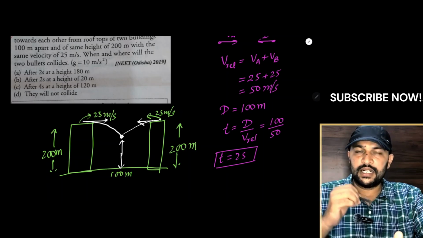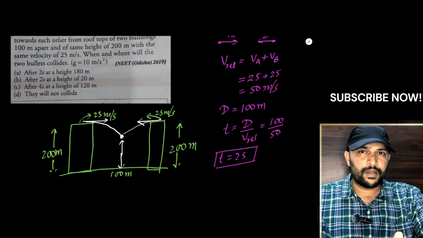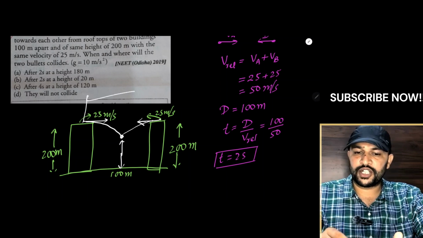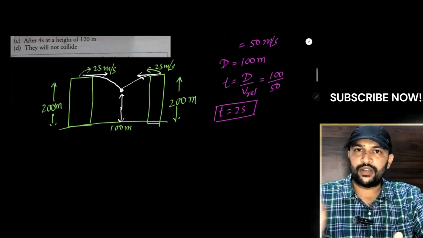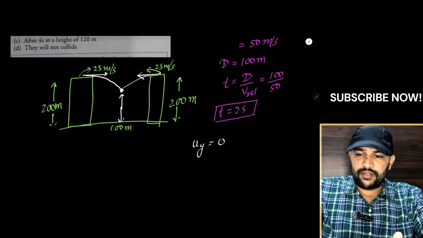So in the vertical direction, can you tell me what is the initial velocity of the bullet? Think about it. The initial velocity is 25, but that 25 is in the horizontal direction, not in the vertical direction. We have not projected the bullet upward or at any angle, right? So that's perfectly horizontal. So what's the initial velocity along the y-axis before it started moving? That is 0, right?